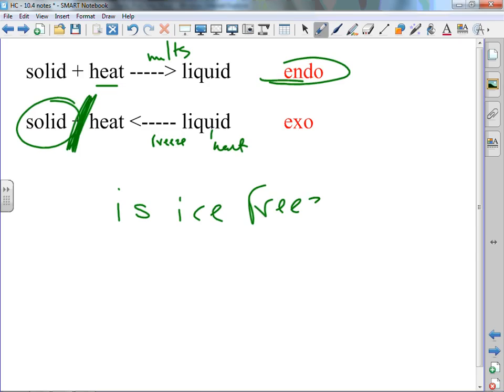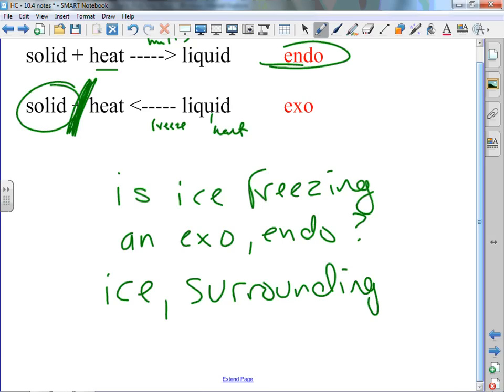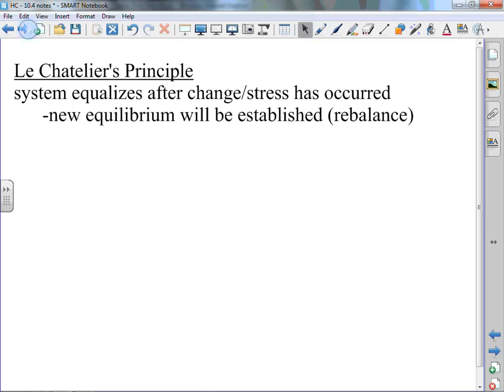Now, I've got a question to ask. When ice freezes, is it an endo or exothermic reaction? And I want you to be able to kind of think that to yourself and explain what's happening to the ice as well as what's happening to the surroundings. It's kind of an interesting conversation that we can have on that. So I want you to kind of think about that, and it'll probably come up someday in class.